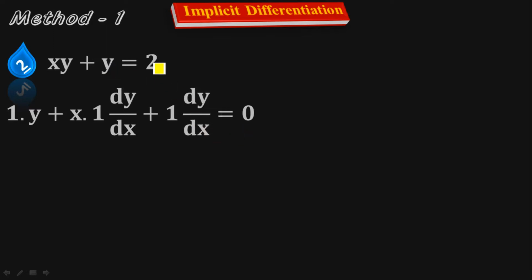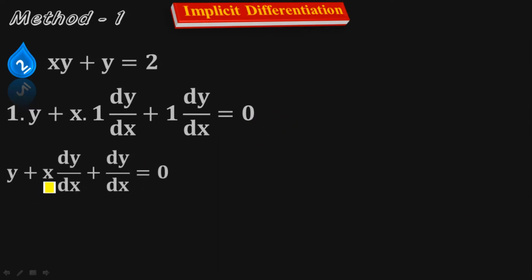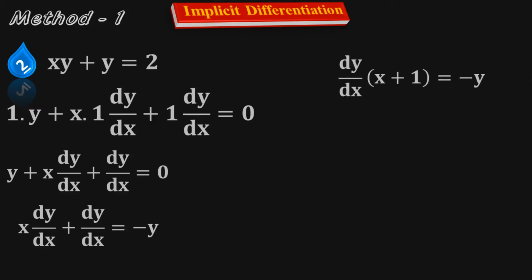Derivative of constant 2 is 0. Solve it further, you will get y plus x times dy over dx plus dy over dx equals 0. I have two terms with the dy over dx, so I'm going to take dy over dx common from these two terms, and we'll bring this y to the right side to become negative y. It will be x times dy over dx plus dy over dx equals negative y. Take dy over dx common from the left side to become dy over dx into x plus 1 equals negative y.